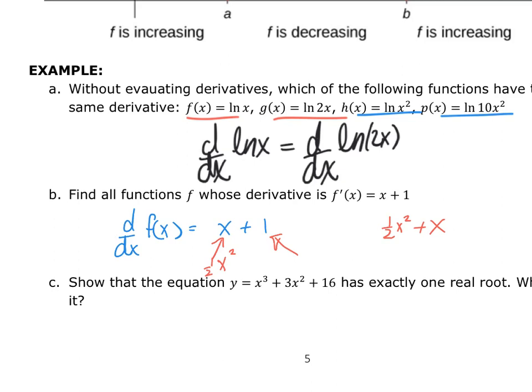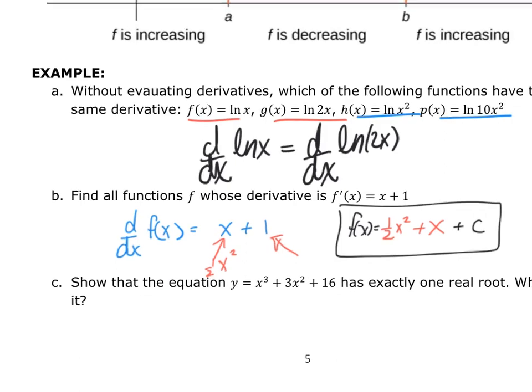And that's going to be one of my functions. However, any function with a constant is still going to give me the same derivative. So my answer is f of x is equal to 1/2 x squared plus x plus c. And what this is doing is starting to set us up for doing integration.